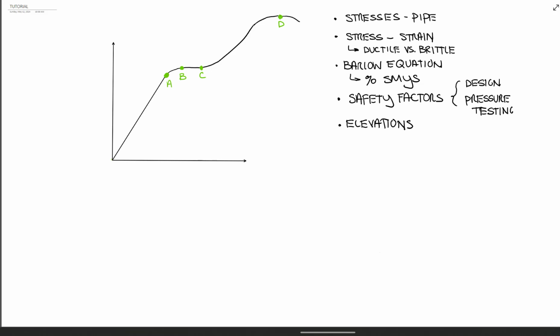If you're a CWI, they should have probably gone over some of these concepts, but just very briefly and just a basic overview.